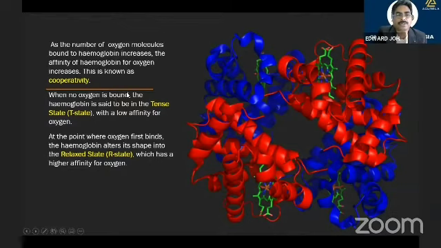When no oxygen is bound to the hemoglobin, it is said to be in the tense form, T state, with low affinity for oxygen. When oxygen first binds to the hemoglobin, it alters its shape to a relaxed state, which has high affinity for oxygen. If we don't understand, see this video.